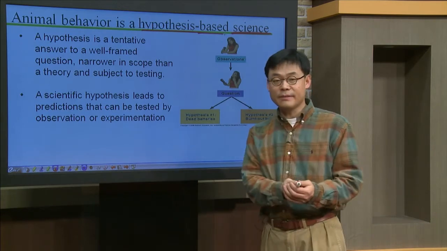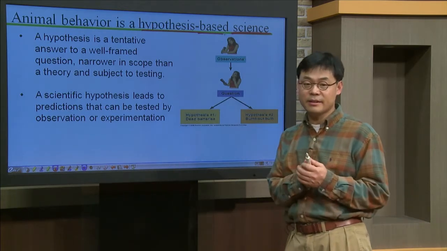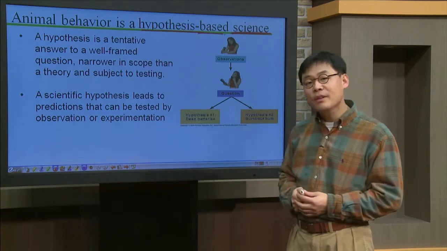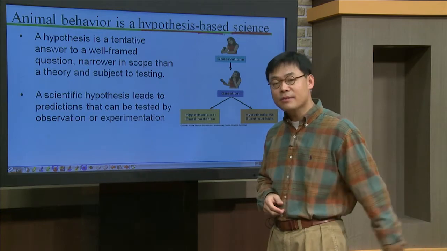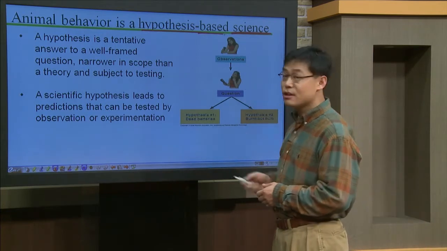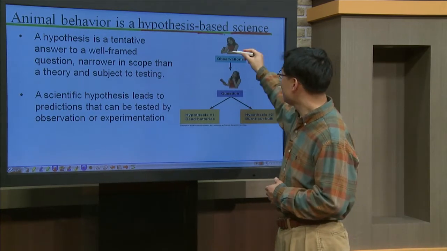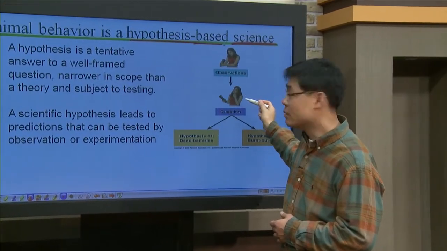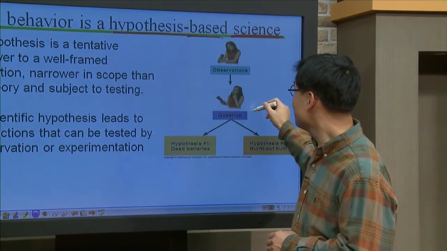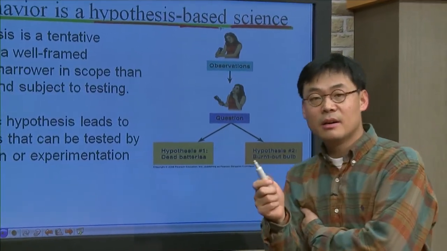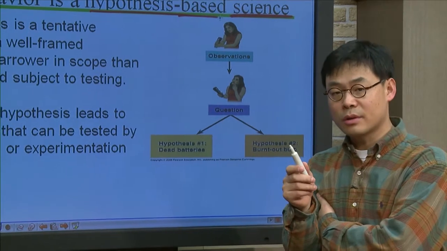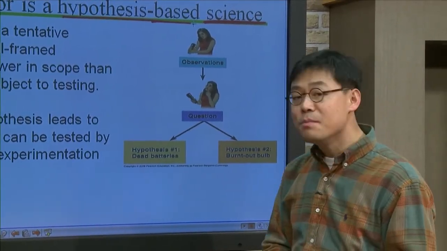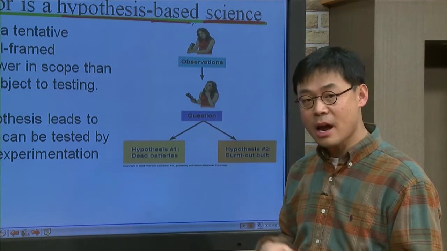You have a flashlight here. This is a campground, so it's getting dark outside. You need a flashlight. So you take the flashlight out of your backpack, and then you turn it on, and it turns out that it doesn't work. Something's wrong. Then you ask, why doesn't this flashlight work? What's wrong with it? Then you may have some hypotheses.